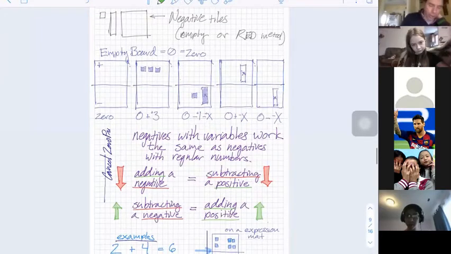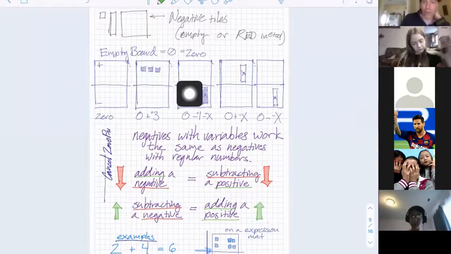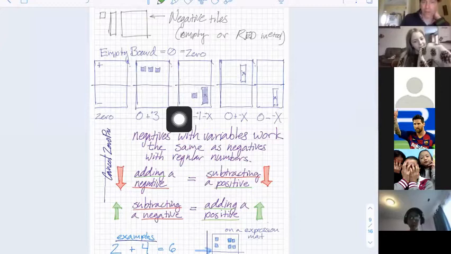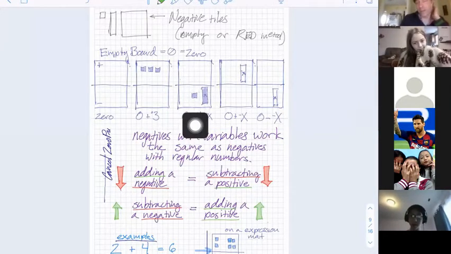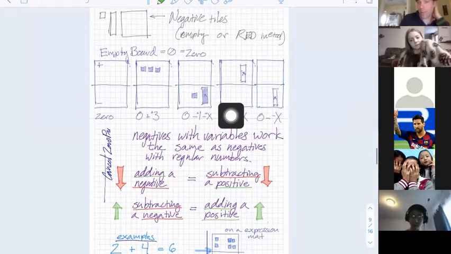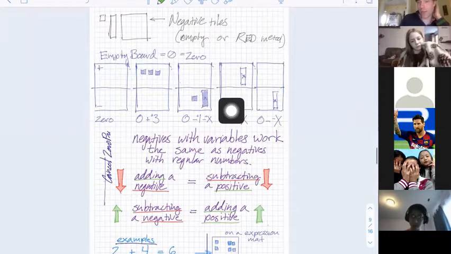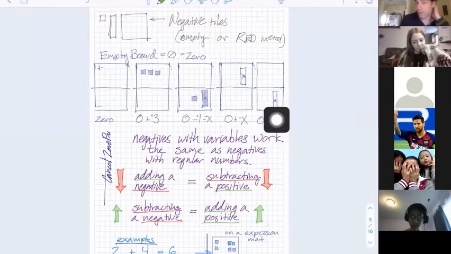So an empty board equals 0. If I put 3 on the top, that's 0 plus positive 3. A positive 1 and a positive x on the bottom, that's 0 minus positive 1 and minus positive x. A negative on the top, that's 0 plus negative x, and a negative on the bottom, that's 0 minus negative x. And anything else that got added on after that would be plus or minus the new things.